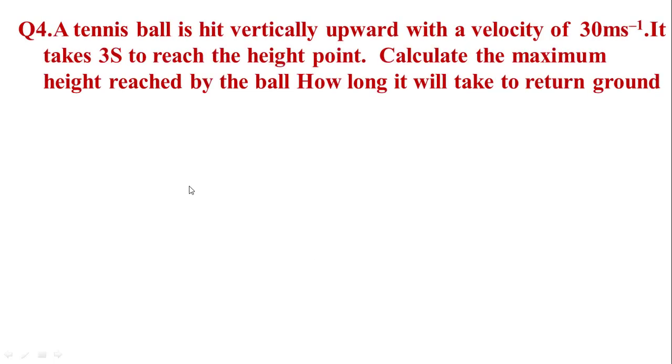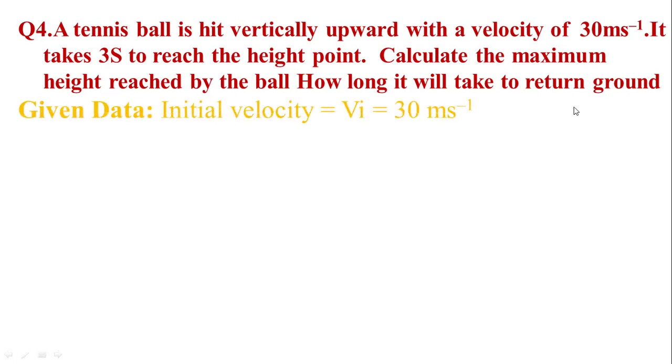Question number 4. A tennis ball is hit vertically upward with a velocity of 30 meters per second. It takes 3 seconds to reach the maximum height. Calculate the maximum height reached by the ball and how long it would take to return to the ground.